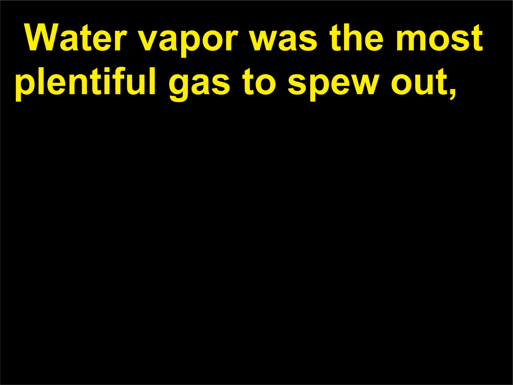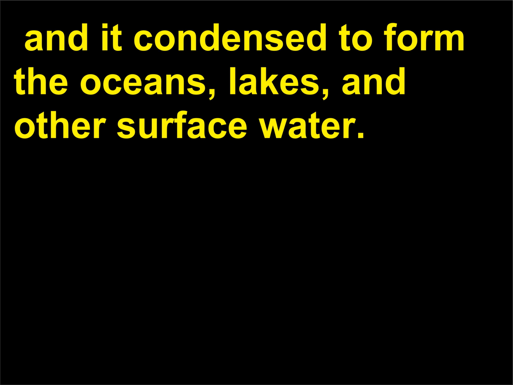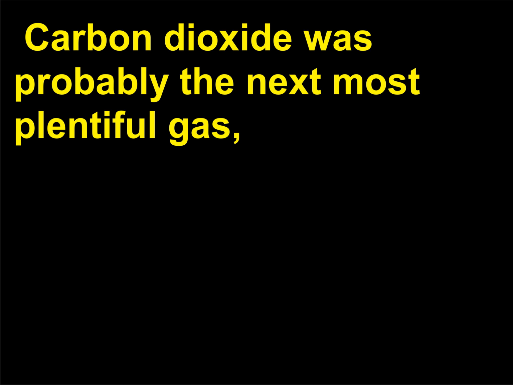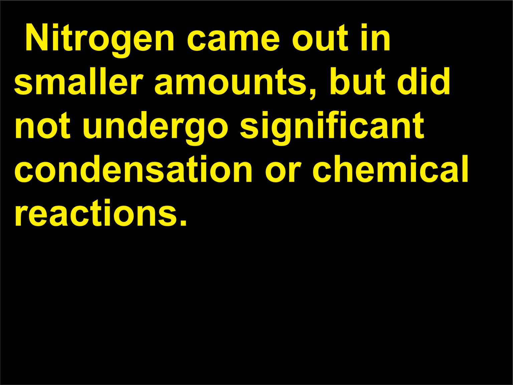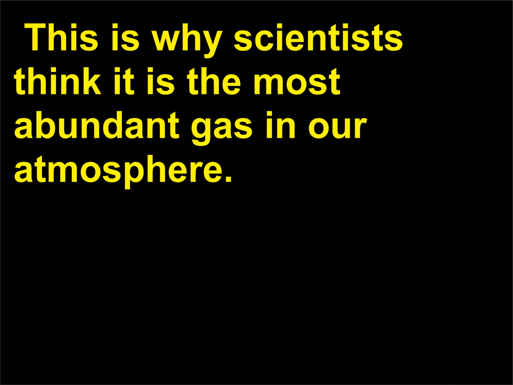Water vapor was the most plentiful gas to spew out, and it condensed to form the oceans, lakes, and other surface water. Carbon dioxide was probably the next most plentiful gas, and much of it dissolved in the water or combined chemically with rocks on the surface. Nitrogen came out in smaller amounts, but did not undergo significant condensation or chemical reactions. This is why scientists think it is the most abundant gas in our atmosphere.